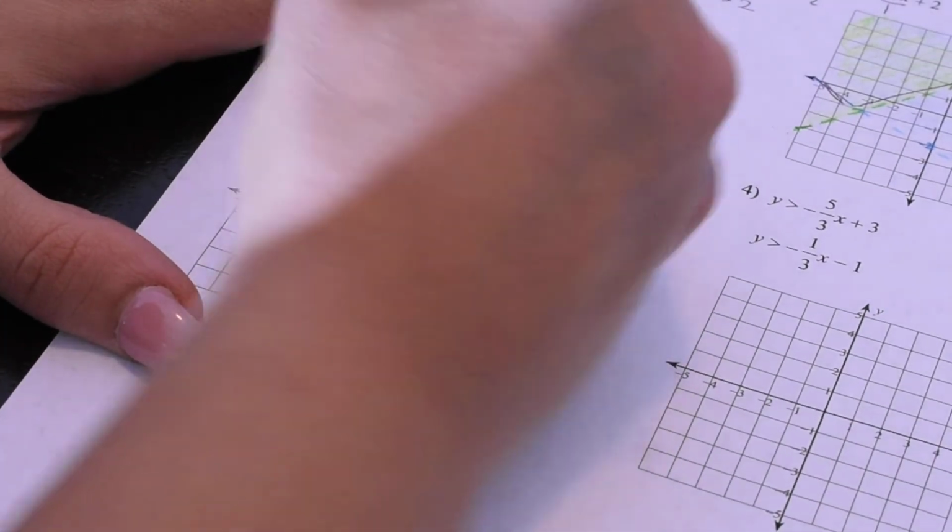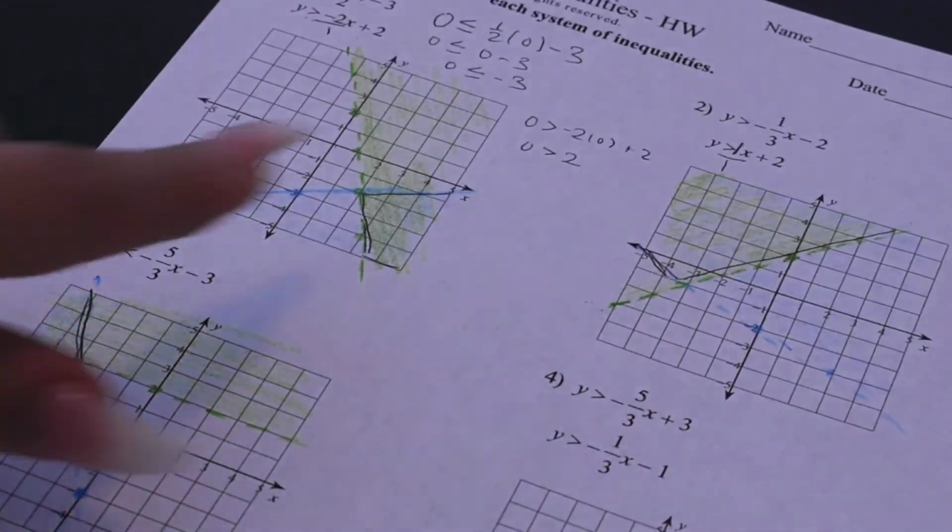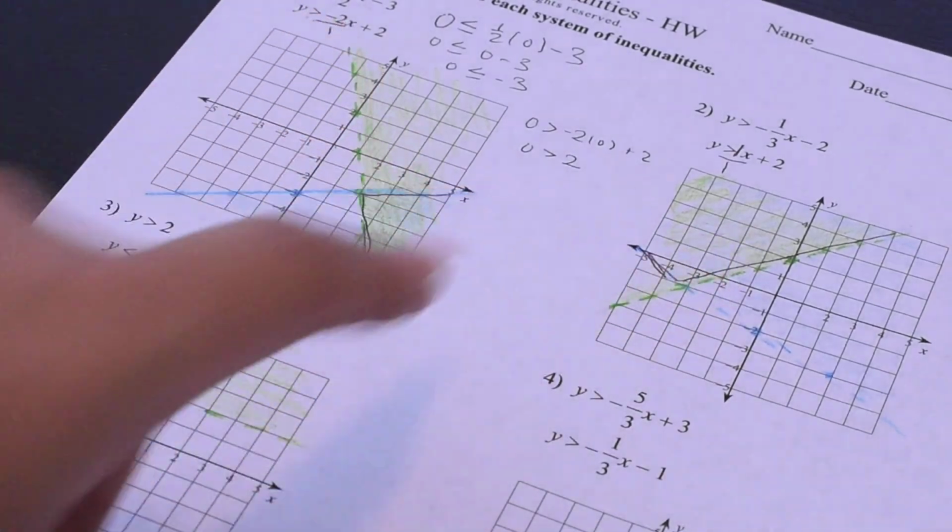So y'all can go ahead and try the next ones. The rest of the sheet on your own, use the video to help you, okay? This part is my solution set. Where they overlap is your solution set.